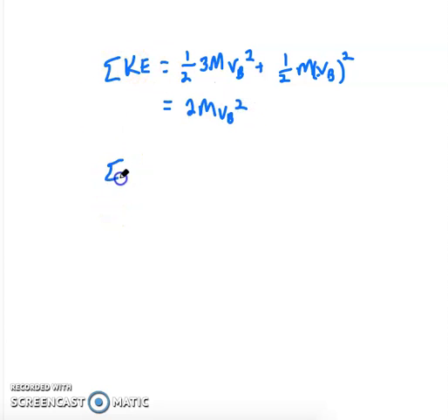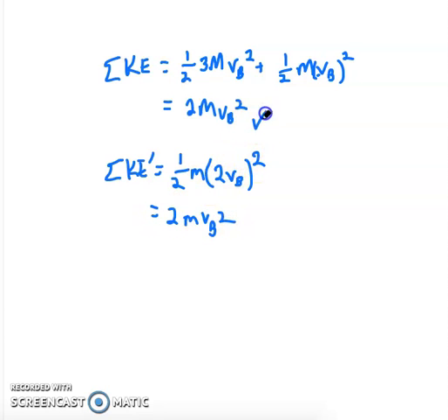Now let's see what happens after. So sigma KE after. We were told that VL, that's afterwards, was 0, so that term is going to be 0, so that just leaves us with 1/2 m. And we found that it was moving with the speed of 2 VB afterwards, squared. So that's 4 mVB squared times a half, which is 2 mVB squared. And they are the same, so we can say this is a perfectly elastic collision. Okay.